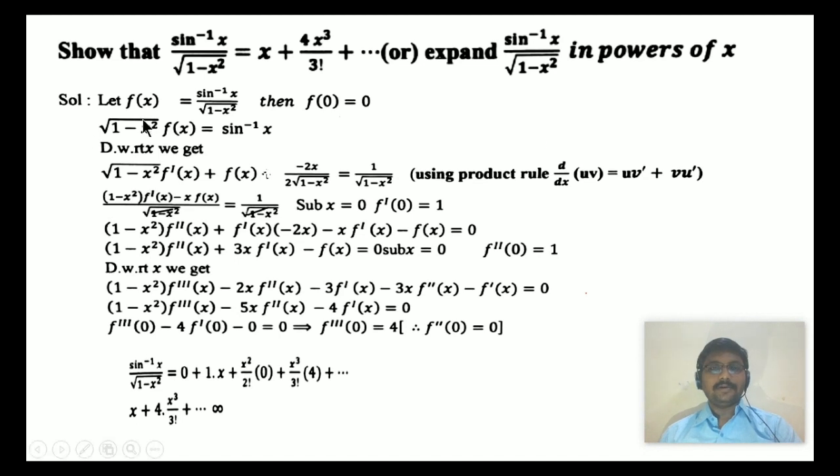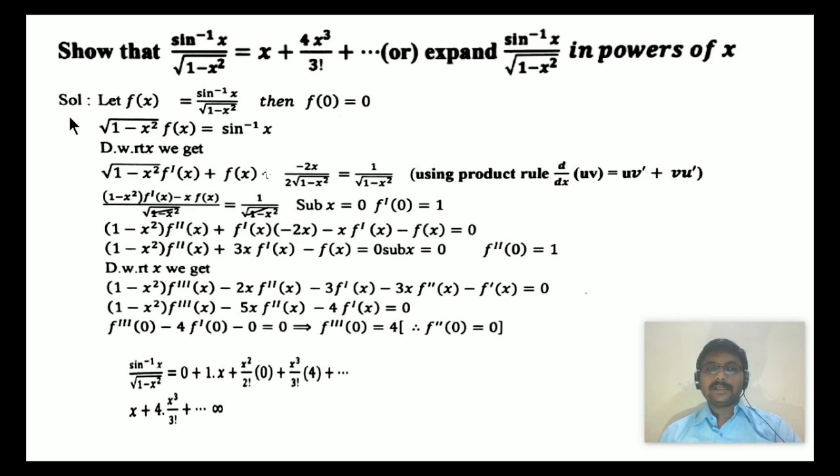Putting x equal to 0, we will have sin inverse 0 by root of 1 minus 0 square, that is sin inverse 0 is 0, 0 by any number is 0, thus f of 0 is 0. Now just cross multiplying, we will have root of 1 minus x square f of x is sin inverse x. If we differentiate f of x with respect to x, it is very difficult to find out f dash of 0. For this we are using cross multiplication. So root of 1 minus x square into f of x is sin inverse x.